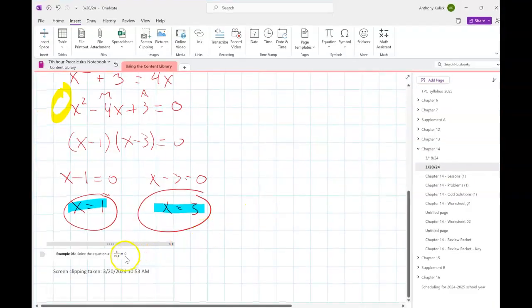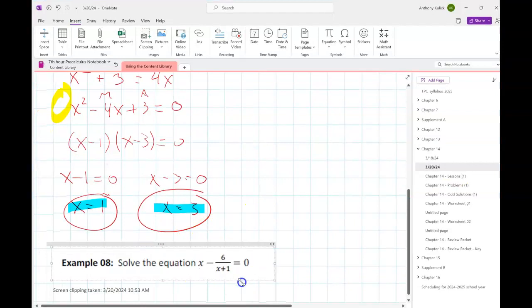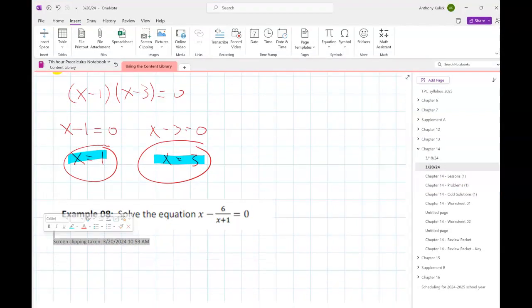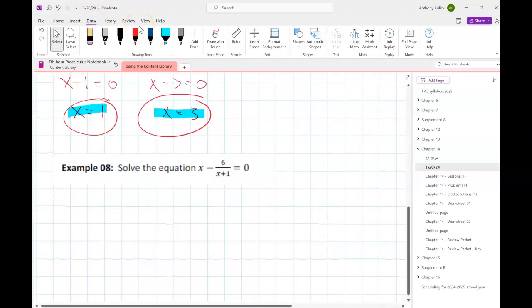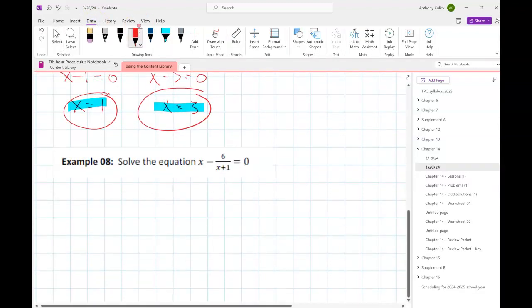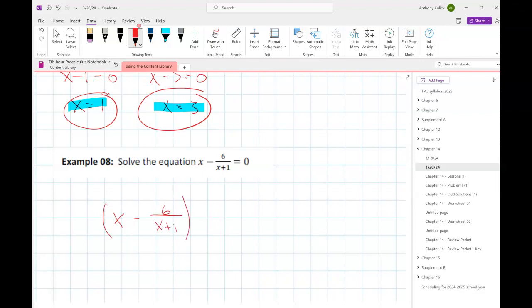Next example. We're asked to solve this equation, x minus 6 over x plus 1 equals 0. What is the least common multiple that I'm going to multiply both sides of this equation by?